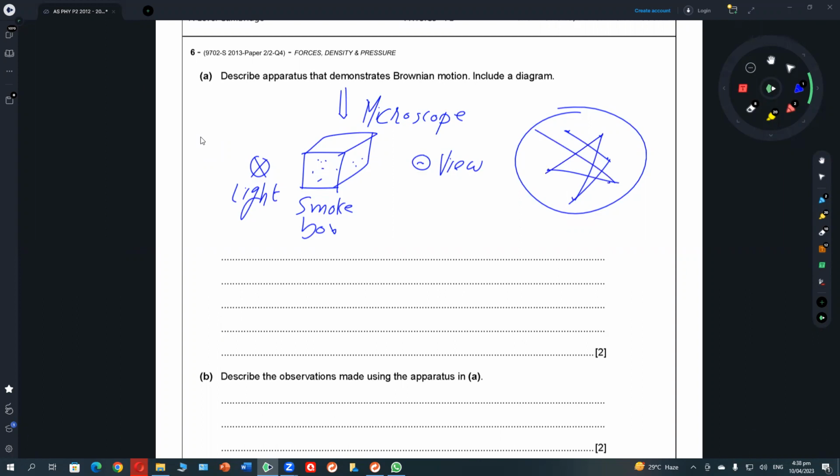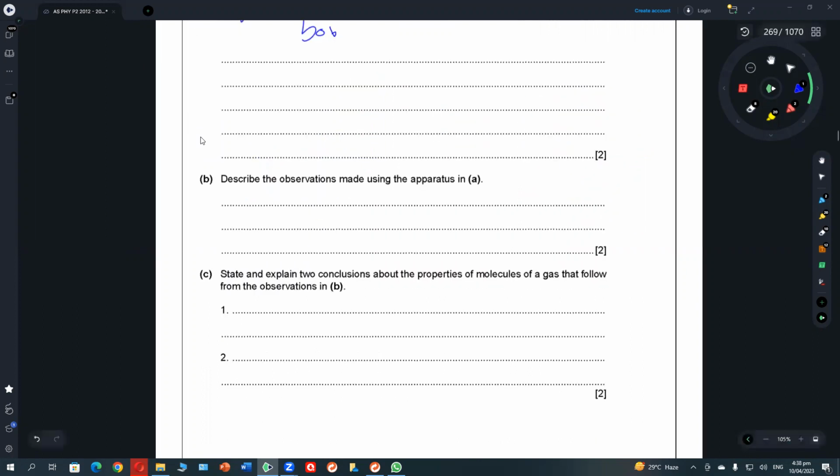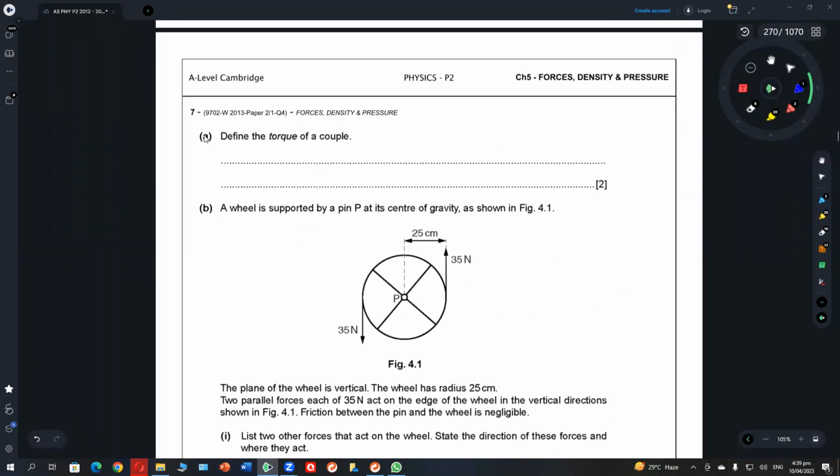This is called Brownian motion experiment. This guy actually had shown that smoke particles, carbon particles are moving randomly when they are viewed from a strong microscope. And what he says here, describe the observation made using the apparatus. Smoke particles were moving randomly. Two conclusions about the properties of molecules of a gas that follow the observation, because syllabus was changed in 2016 and then in 2022, and before it was changed in 2007. So this is one example that syllabus changes actually got some questions in trouble. So the conclusion about the properties: molecules are always in a state of motion and they move randomly, not in any particular direction.